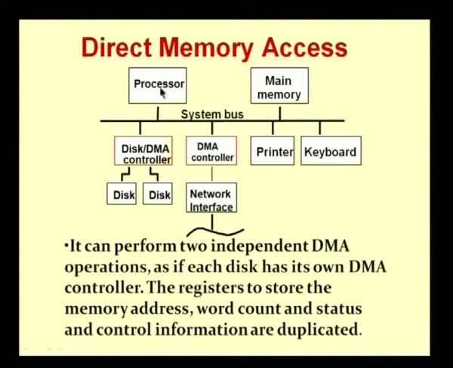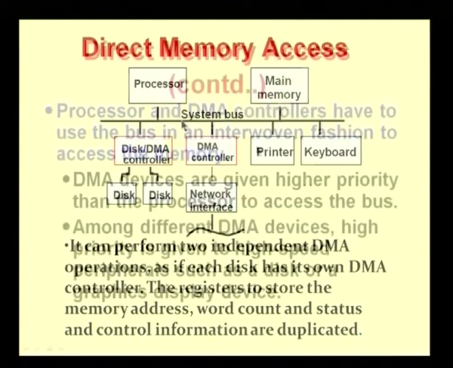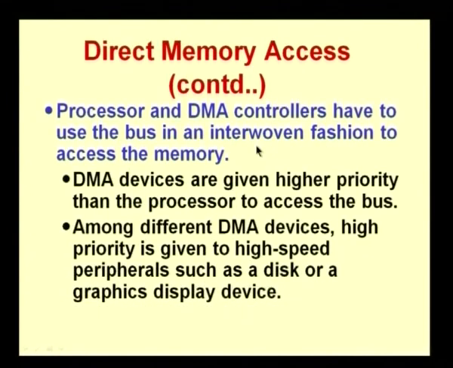That is, the processor should give up its control and the DMA controller should take up the control. So, this fellow has to give up control of the bus and this fellow has to take control of the bus. So, how do we expect this kind of a giving up and taking up of control to happen? There are 2 different ways in which this is normally done. One is that the processor and the DMA controller use the bus in an interwoven fashion.